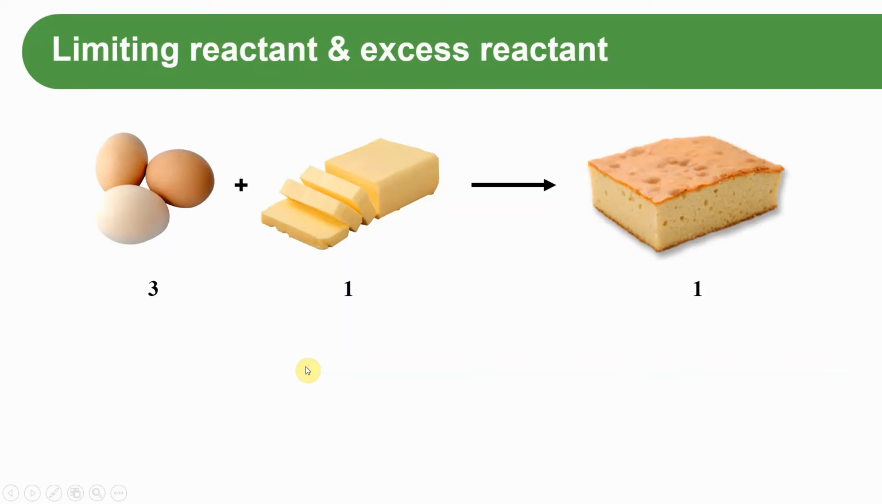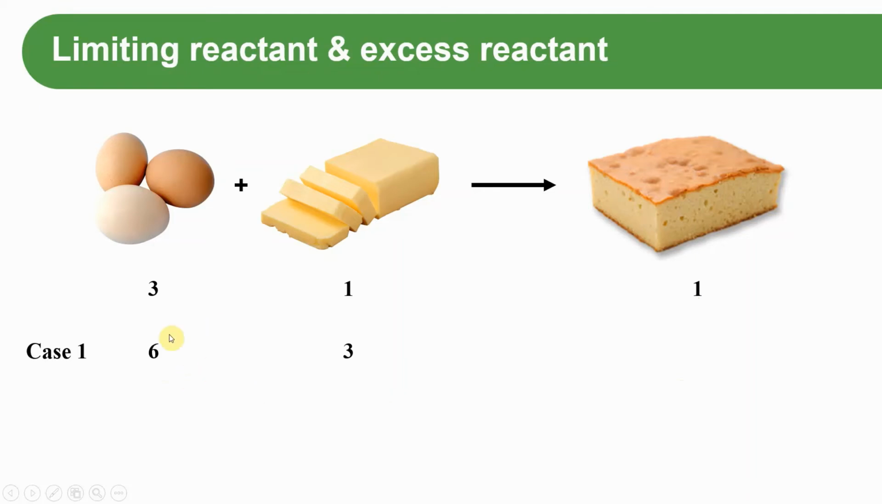Now before we go on to the next example, I would like to use a simple illustration on limiting reactant and excess reactant. So let's say a simple formula or recipe to make a butter cake. The ratio of eggs to butter is 3 eggs to 1 butter, producing 1 butter cake. Right? So we have two cases. Let's say the first case is we have 6 eggs and 3 butter. And we want to ask ourselves which of these is in excess.